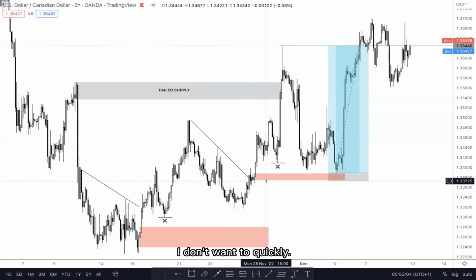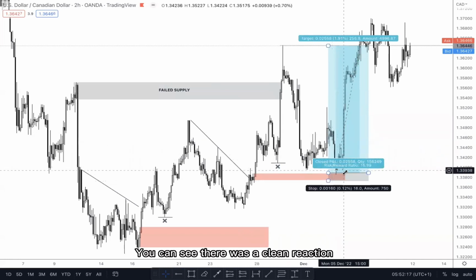I don't want to show you guys, but if you're also familiar with this concept, you can just go down to the lower time frame and try to figure out the candle I saw that made me choose that area as my point of entry. So you can see there was a clean reaction of this candle.